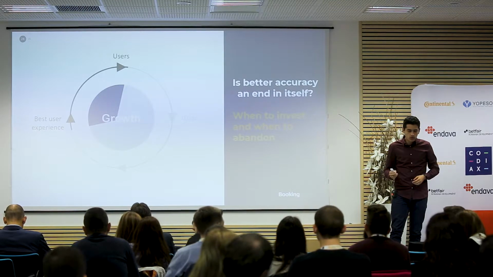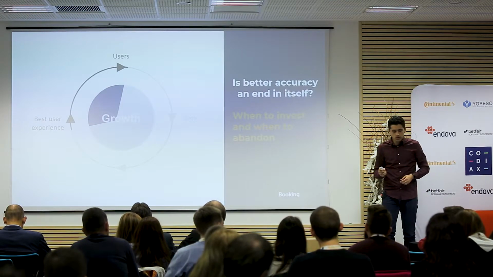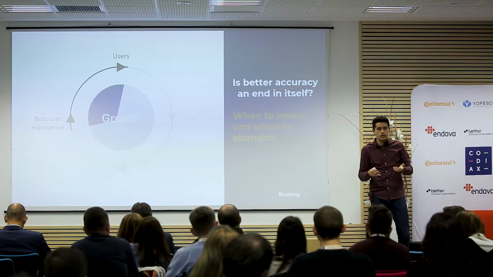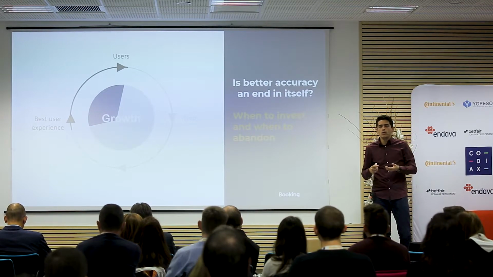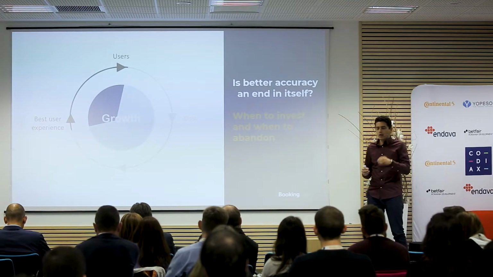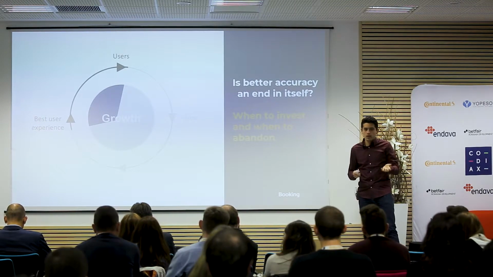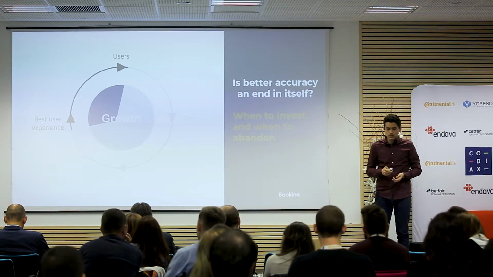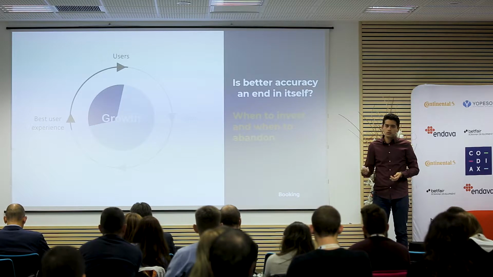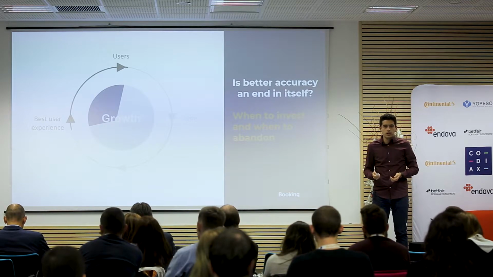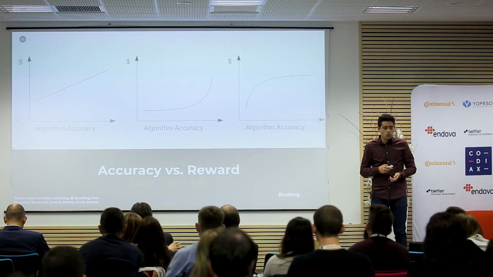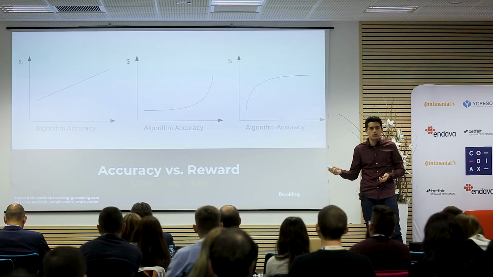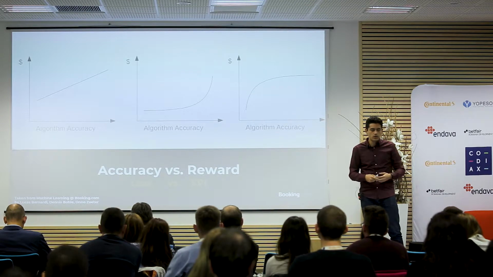Something that I also want to touch on, because it's not self-evident, is whether better accuracy should be an end in itself. Something that you will see quite frequently in machine learning is that the algorithms are measured on some kind of accuracy, and that's what they are optimizing. And sometimes that is not the sole indicator of whether a change is going to be successful. Quite frequently, increasing the accuracy might not necessarily increase the reward of that task.